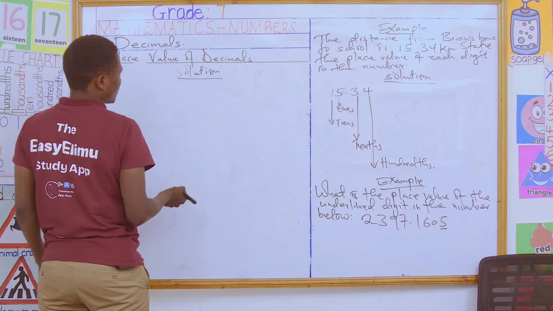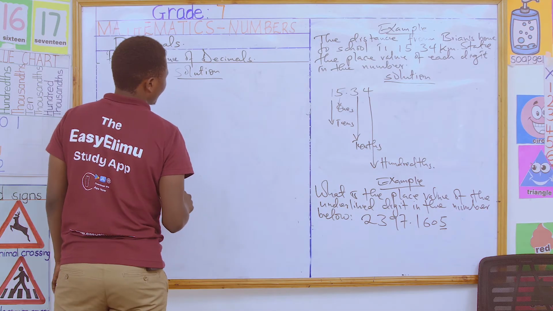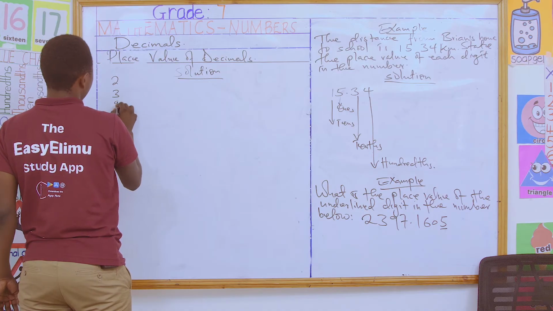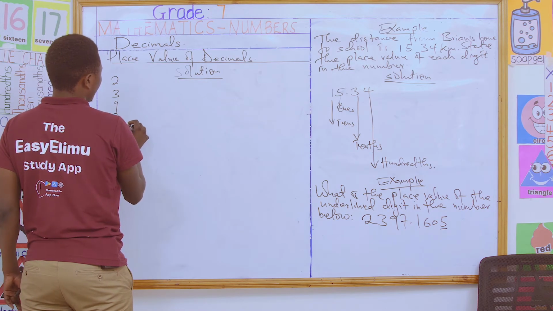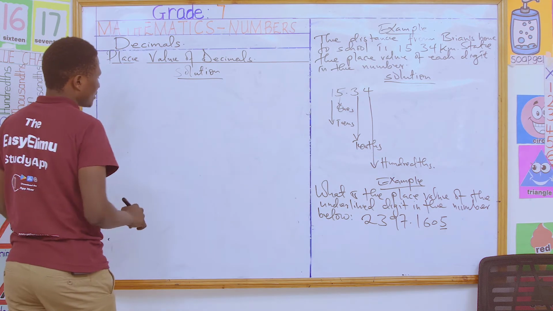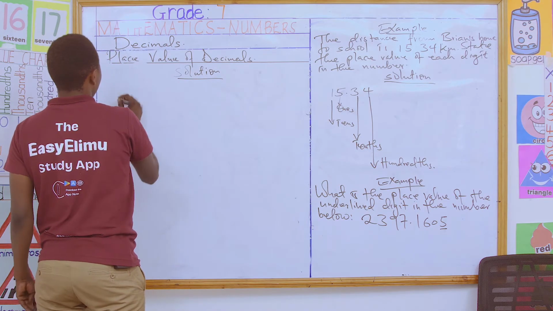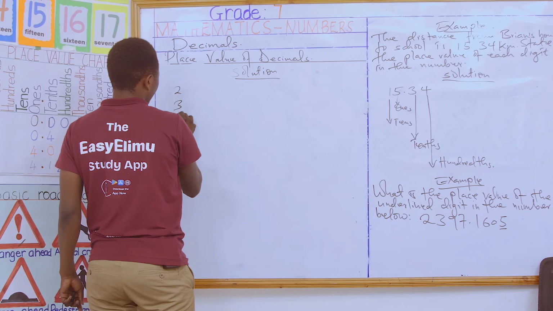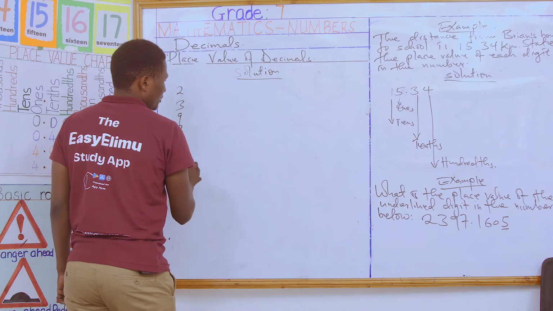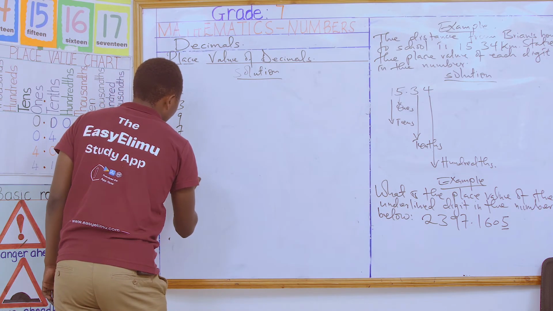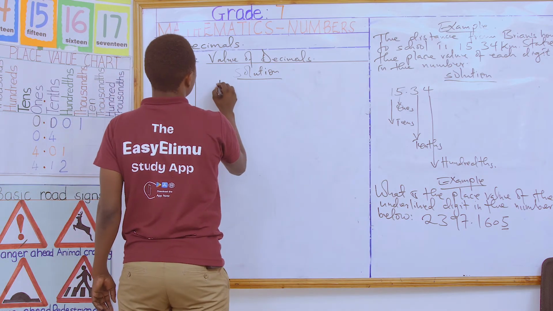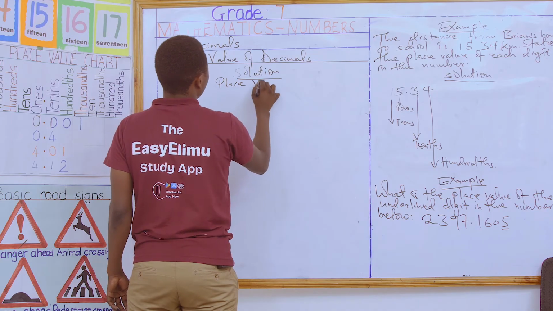So we have our number. We can use this method now. We can write the number vertically, like 2397. Or we can use the tabulated form. Let us just write it vertically: 2,397. Then we have a decimal point there. Then we have 1605. Then you have place value.